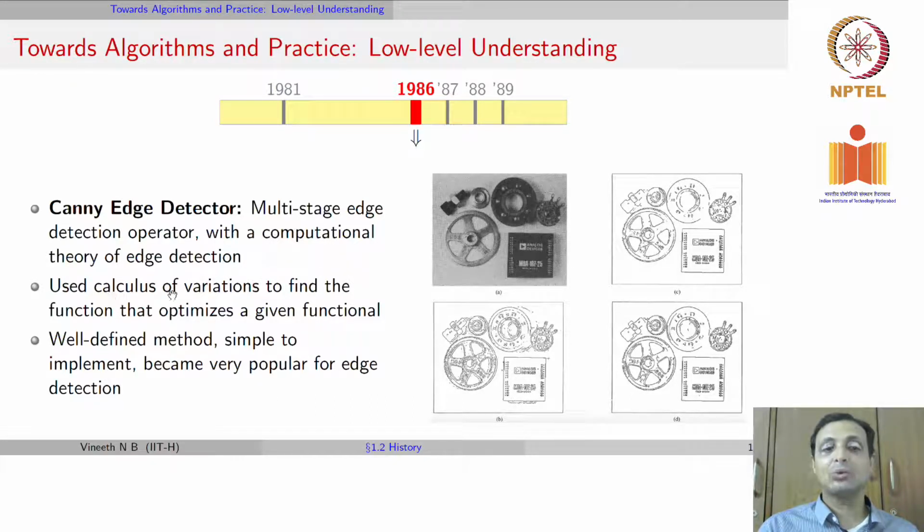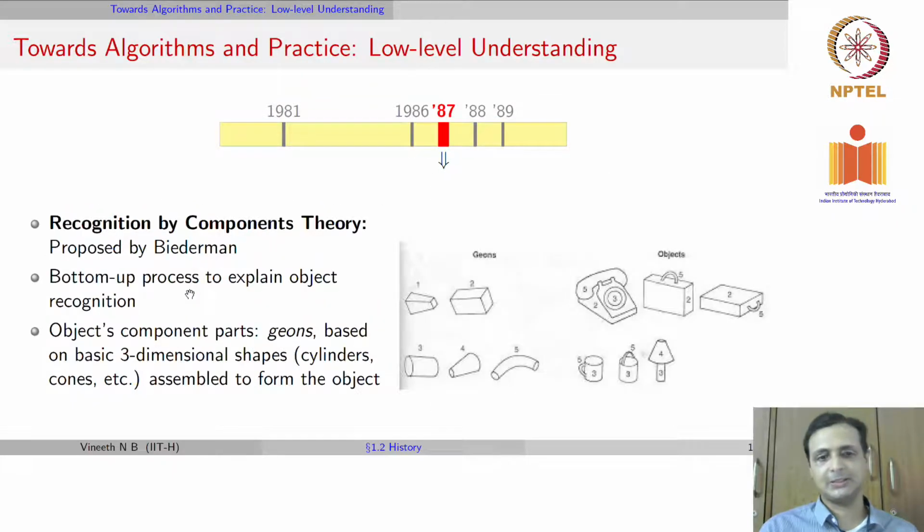It used calculus of variations to find the function that optimizes a given functional. It was a very well-defined, principled method, simple to implement, and became very, very popular for edge detection. So it was extensively used for many years to detect edges, probably until this day in certain industries.